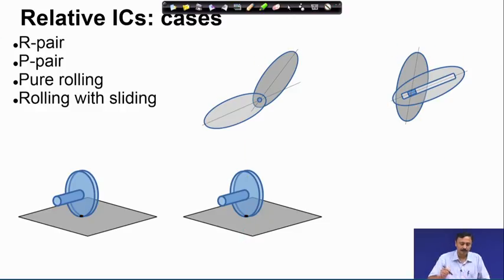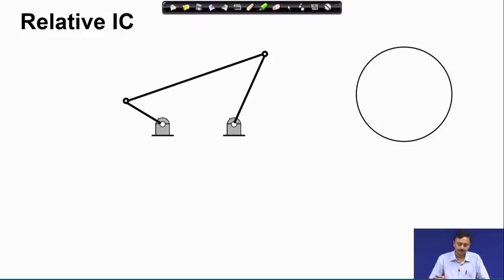Now, let us apply these concepts in mechanisms. So, we will try to locate the relative ICs for this mechanism. Let me number the links first. So, ground is 1, this is 2, 3 and 4. Now, to locate all the relative ICs, we have what is known as the circle diagram. So, I will mark the number of links: 1, 2, 3 and 4. So, we have 4 links, and I will mark 4 points on this circle.